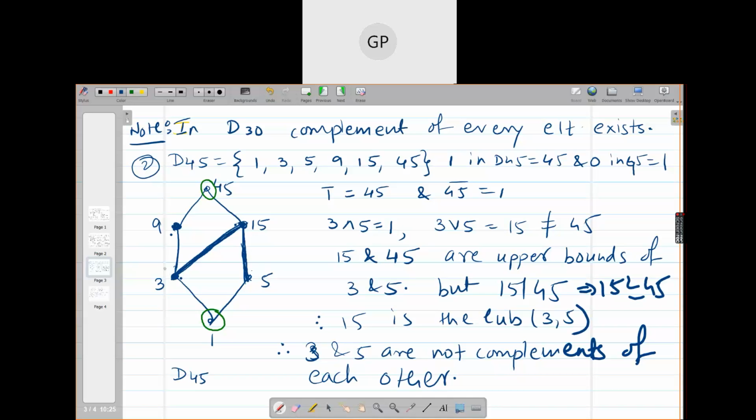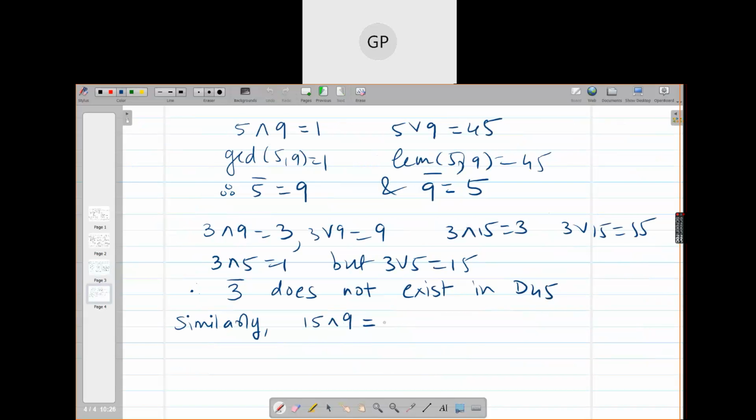Girls, you should be able to answer quickly. What are the lower bounds of 15 and 9? 5 is not a lower bound of 9. 1 and 3. So which is the greatest? 3. So 15 meet 9 is 3. The GCD of 15 and 9 is 3. And what is their join? Their join is 45, but their meet is not 1. Therefore 15 bar does not exist.